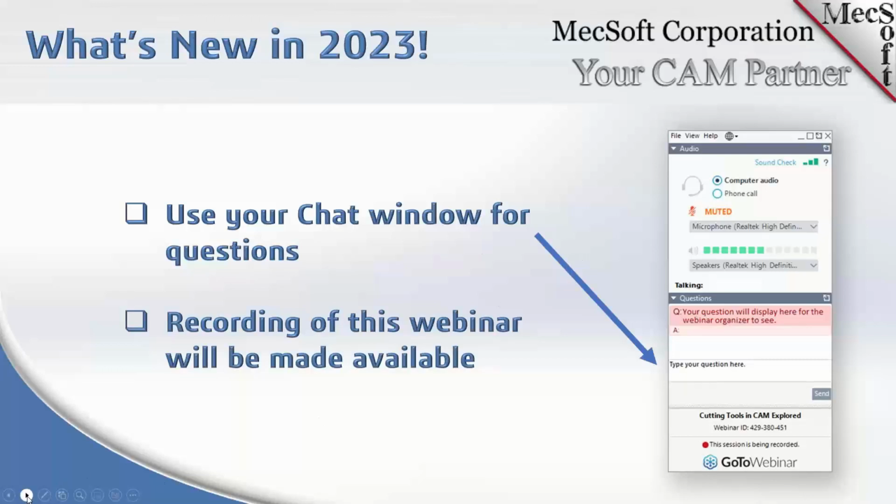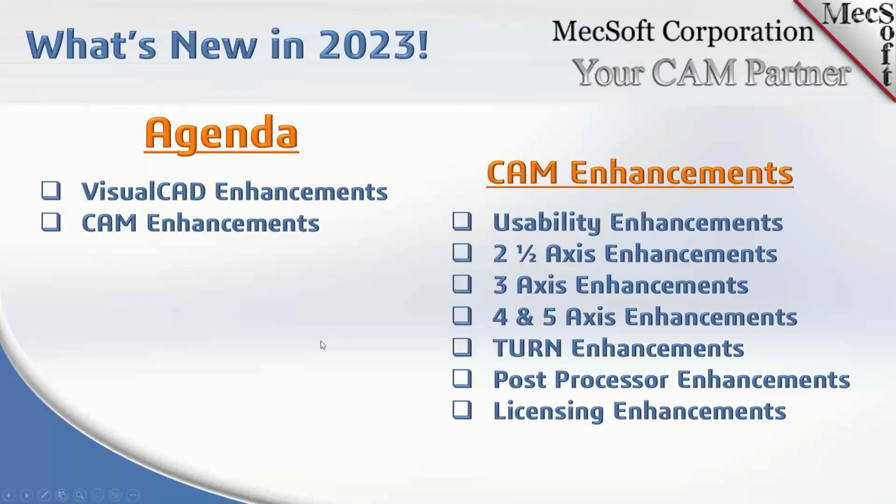All right, so today's agenda: we're going to be starting out with the VisualCAD enhancements first for all the VisualCAD CAM users out there, and then jump into the CAM enhancements, which will be common to both VisualCAD CAM and RhinoCAM 2023. With regards to the CAM enhancements, we're going to be touching upon the usability changes we have made, and enhancements in 2.5 axis, 3 axis, 4 and 5 axis, and also turning.